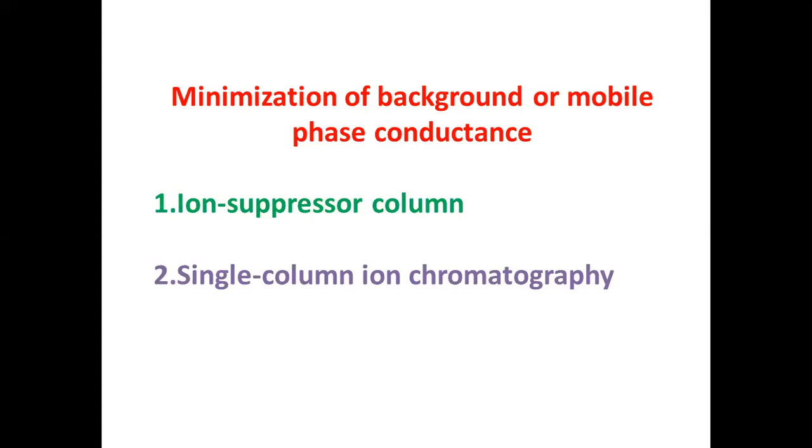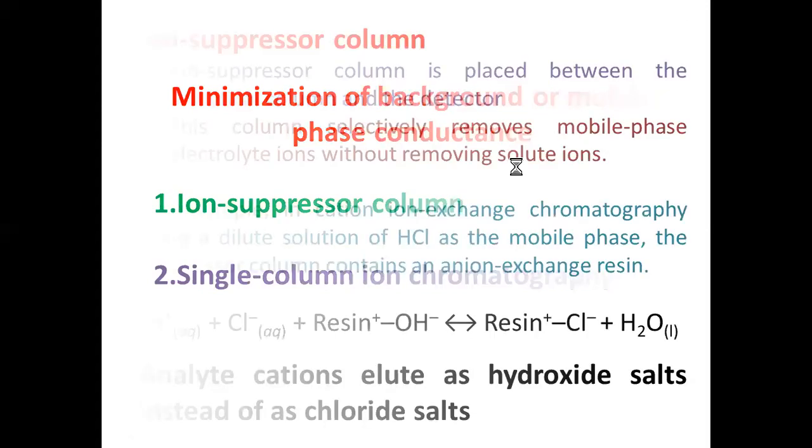And sometimes we need not use the second column or a suppressor column. Straight away, we can use a single column. In the single column itself, the separation of the solutes will take place. Not only the separation of the solute, but also the electrical conductivity will be generated only for the solute by the detector in such a way that the activity of the mobile phase is going to be suppressed in this single column itself. So let us see one by one.